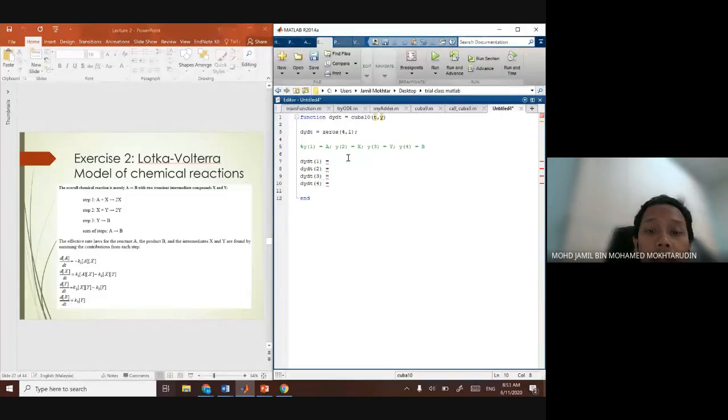Okay, so here, dA dt equals negative K1 times A, Y1, times X. So A is Y1 times X. So X is Y2.